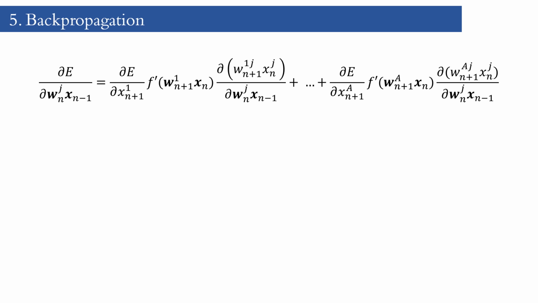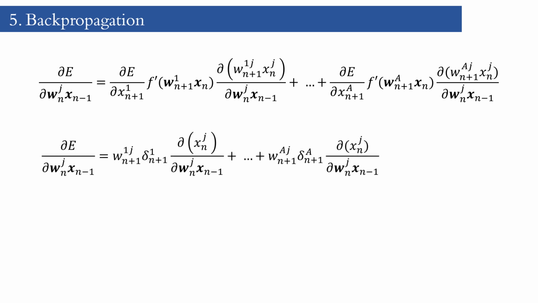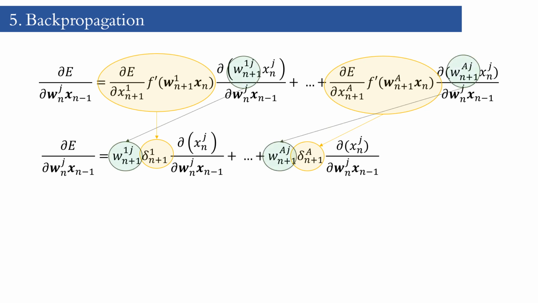We can further simplify this equation. The derivatives of the error together with the activation function's derivative at layer n plus 1 can be called a new variable delta n plus 1 because it is related to the next layer. As Wn plus 1 is a constant, we can take that term out of the derivative. Next, we can write xn in terms of the previous layer outputs multiplied by the weights and the activation function applied.